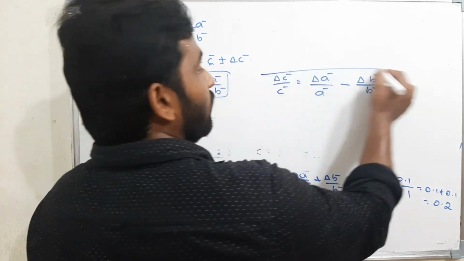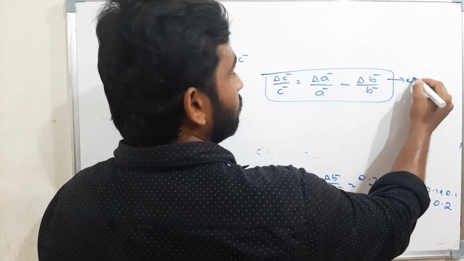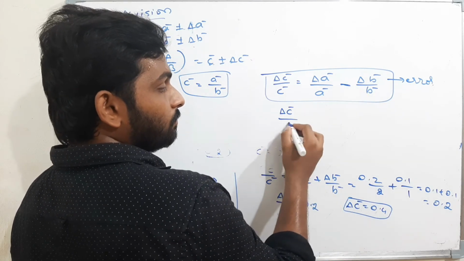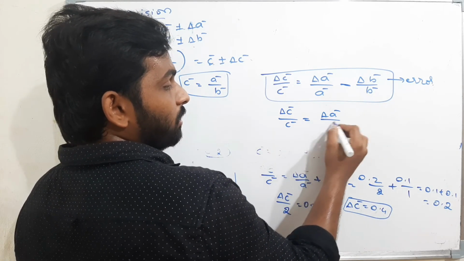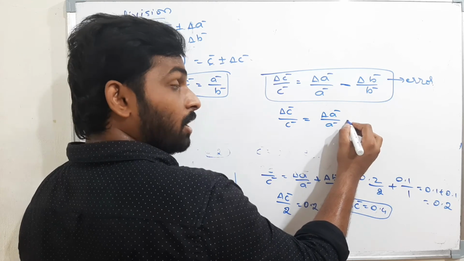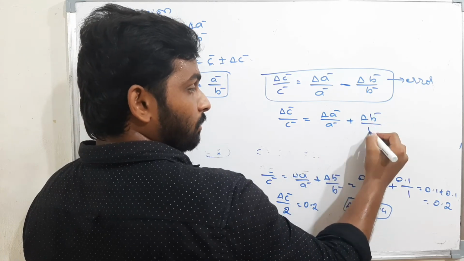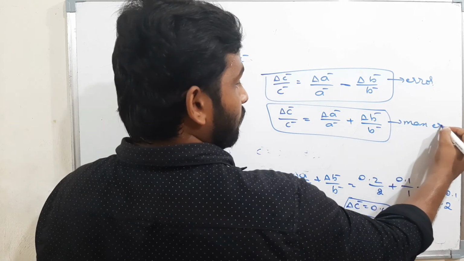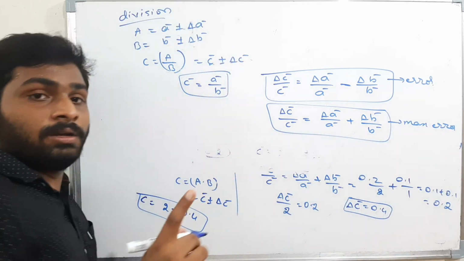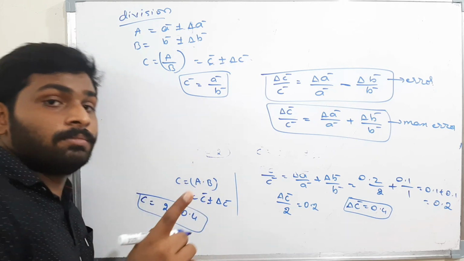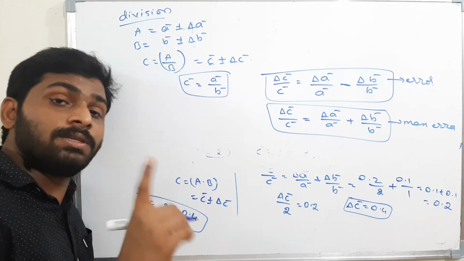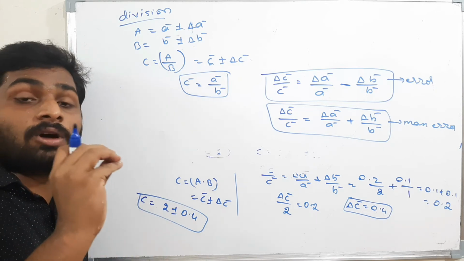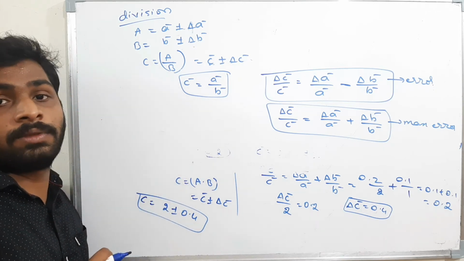If they tell you to find the error, use this formula. But if they tell you to find the maximum error, for maximum error what do I have to do? I have to keep plus always. Always remember that in exams, in questions, they will always ask for the maximum error. They won't ask you to simply find the error. They will always ask to find the maximum error.